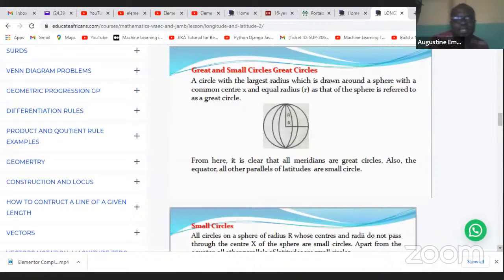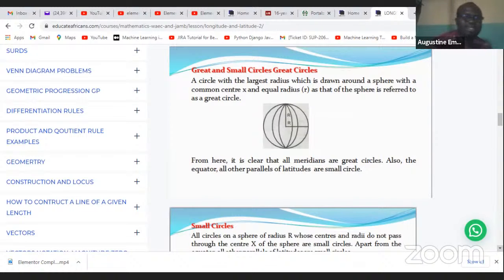Now let's look at great circles and small circles. A circle with the largest radius, which is drawn around a sphere with a common center and equal radius r as that of the sphere, is referred to as a great circle. So from here, it is clear that all meridians are great circles. That's why we say all the longitudes are of the same size. All of them are great circles because they can divide the Earth into 2 equal parts.